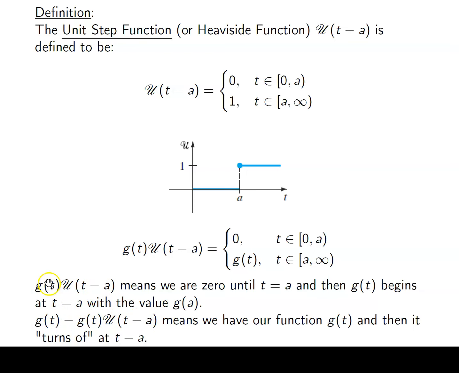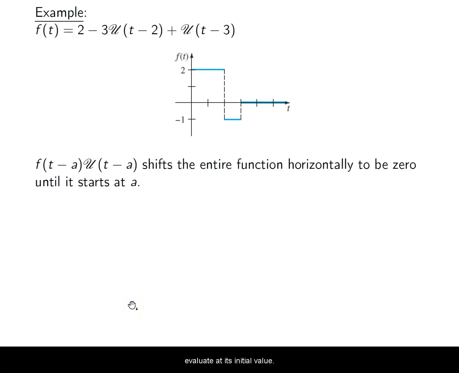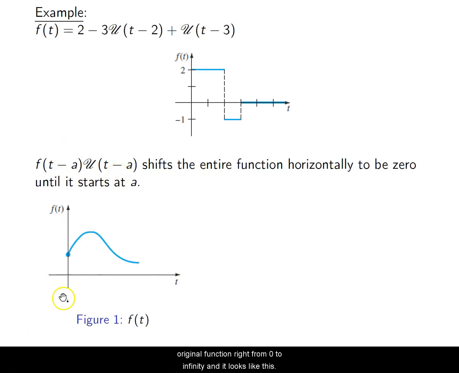Now what's happening is that when this starts, since I have a horizontal shift in here as well, I'm not going to evaluate my function at a. It's going to evaluate at its initial value. So now these both turn on at the same time. If this is my original function, from 0 to infinity, and it looks like this, the standard Heaviside function would say, okay, at a, we're going to start here. This would be my function.